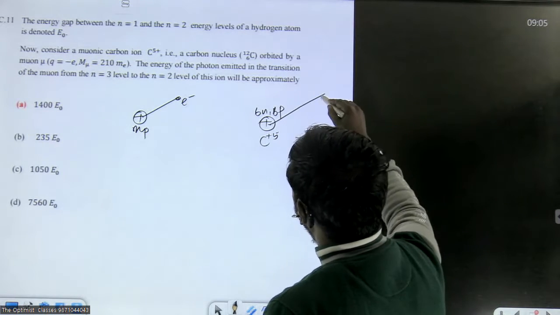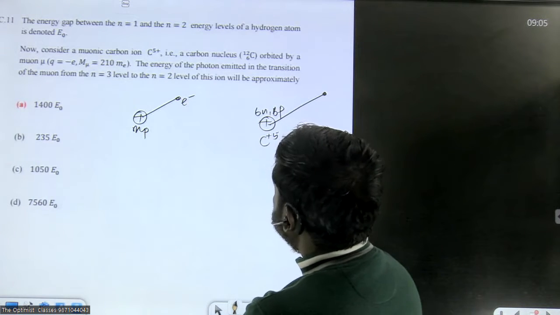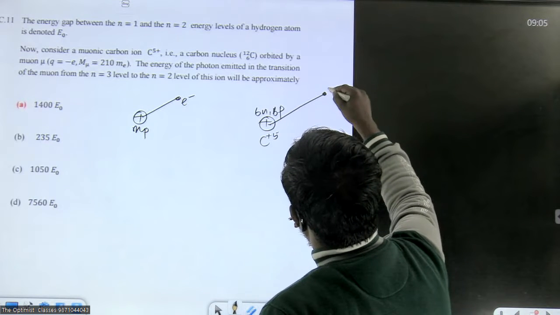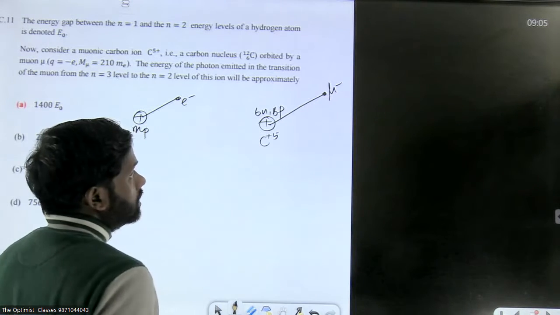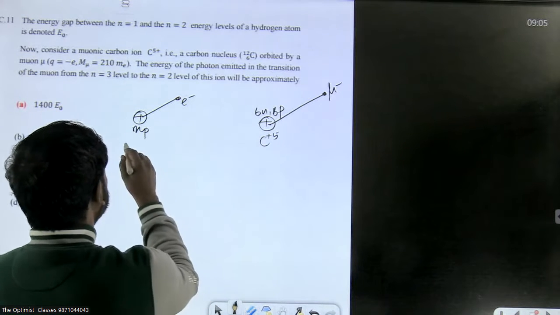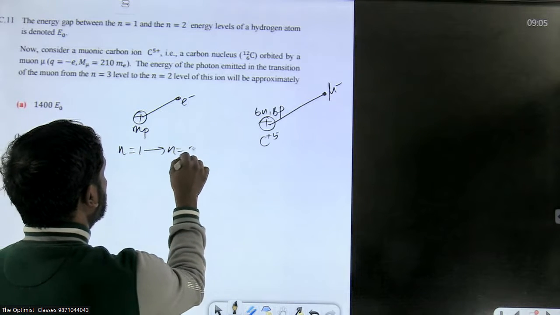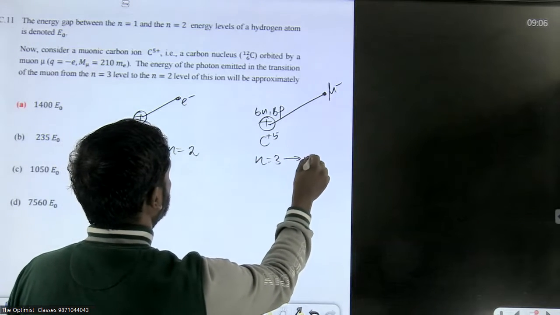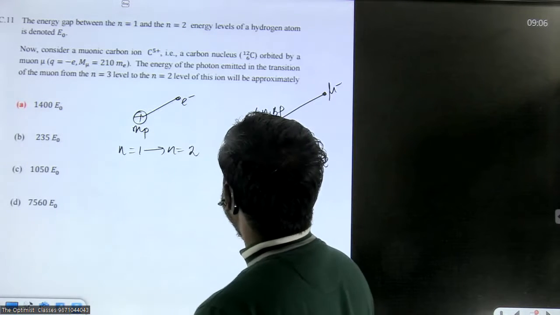So now we have this kind of situation. There is a muon which is revolving around it. Now in this case, there is a transition from n equal to 1 to n equal to 2. In this case, there is a transition from n equal to 3 to n equal to 2. So the question is about the energy emitted.